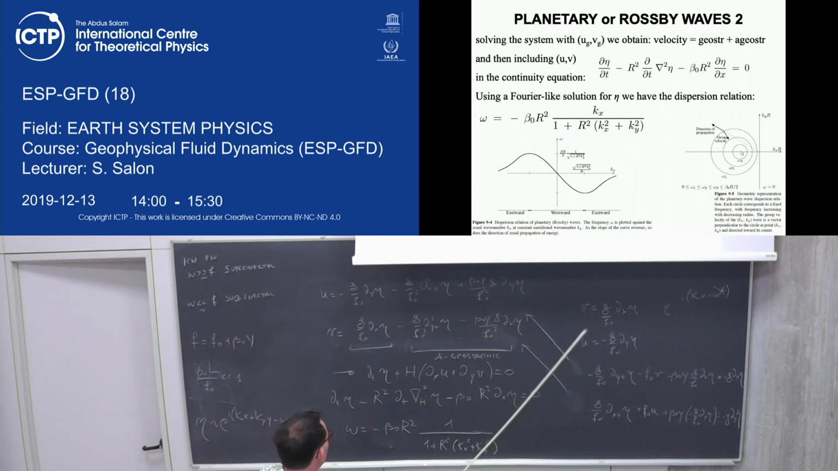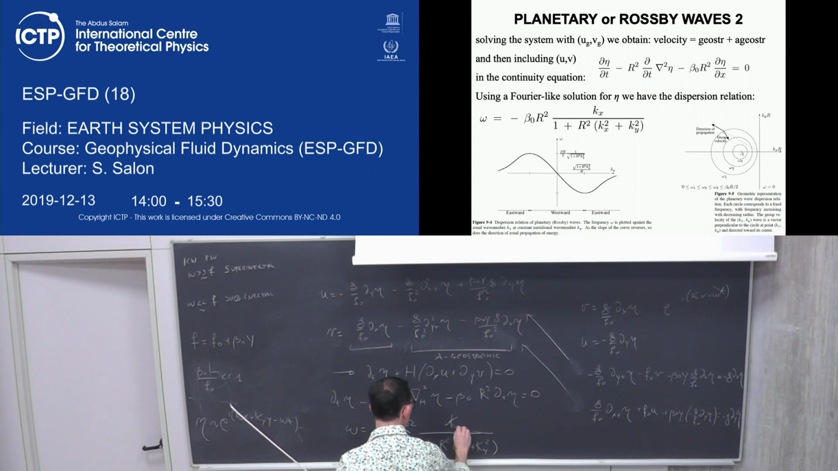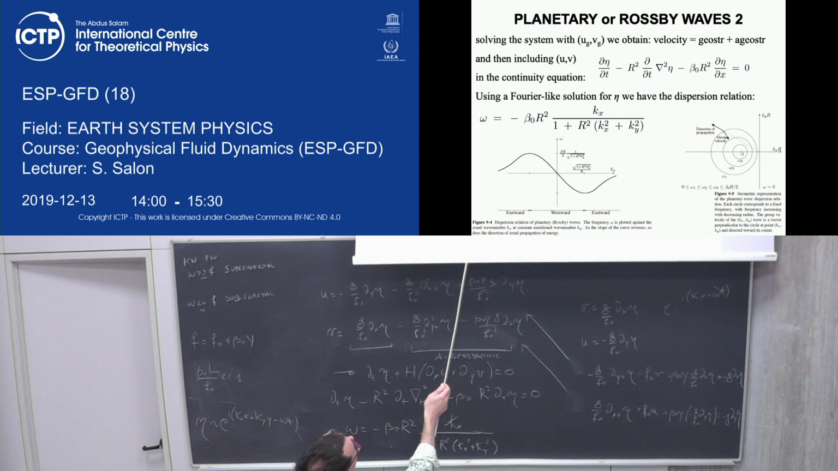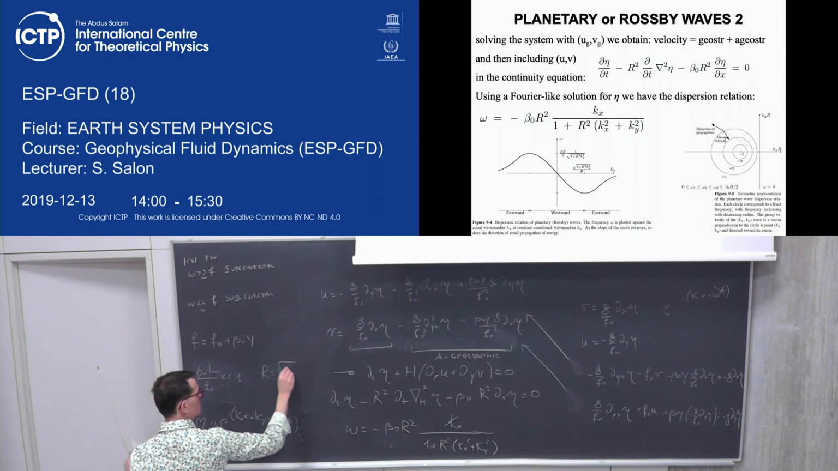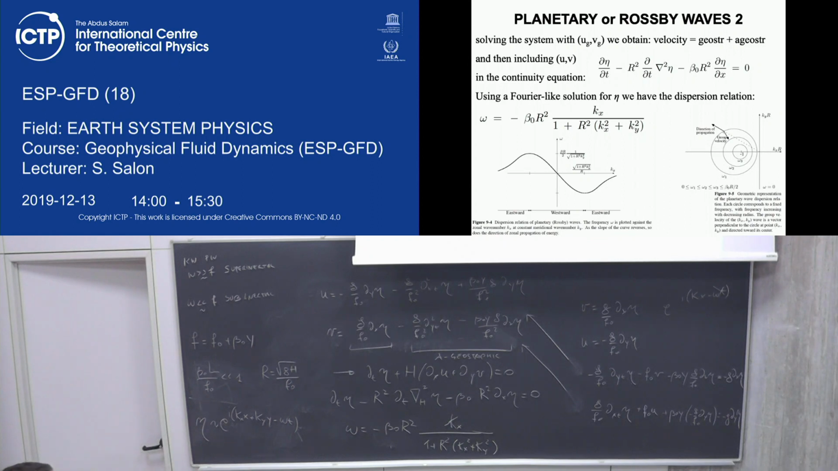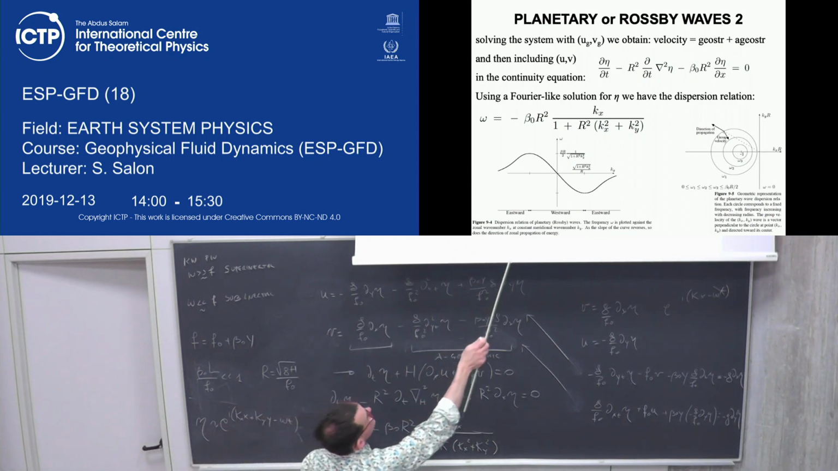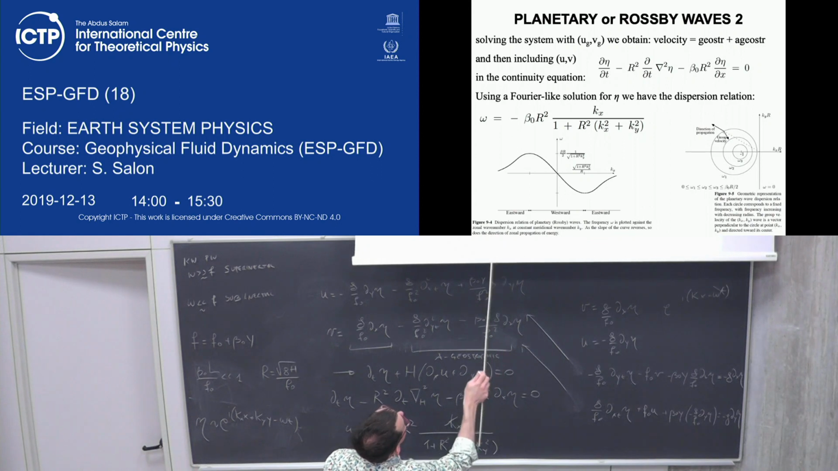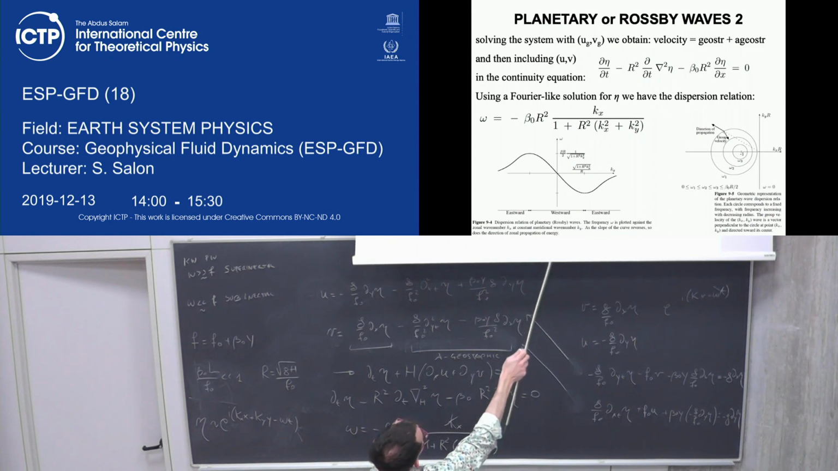So Rossby waves have an expression of the frequency which depends on beta 0, r. R is the Rossby radius of deformation. Then we have kx, the zonal wave number, and then we have a denominator which is 1 plus the square of the Rossby radius times the square of the horizontal wave number.